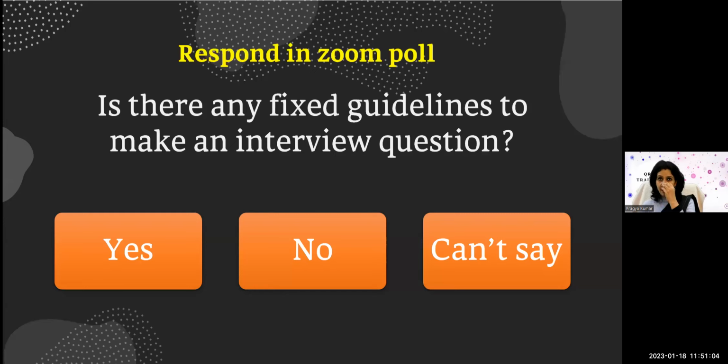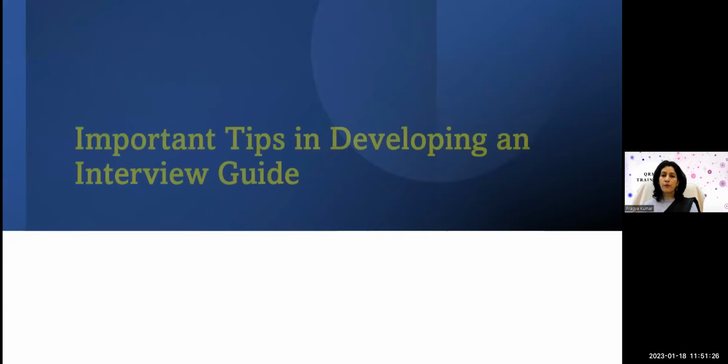Is there any fixed guideline to make an interview question? What is your answer? Is there any fixed guideline to make an interview question, like you have got in quantitative, where there are some tools which are already available? Akanksha, Sandeep, Manisha, Sushri, they are writing no. So true, there's no fixed guideline for how you should make an interview guide. There are some broad guidelines and there are some tips which you should remember whenever you make an interview guide.